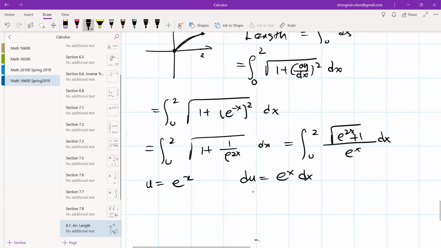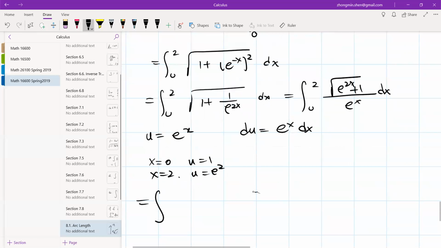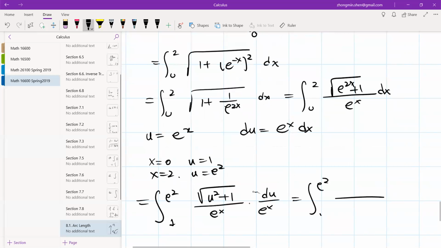So the integral: when x equals 0, u is 1. When x equals 2, u is going to be e squared. So the integral becomes the integral from 1 to e squared of the square root of u squared plus 1 over e to the x, and dx is going to be du over e to the x, right? So that will be u squared.